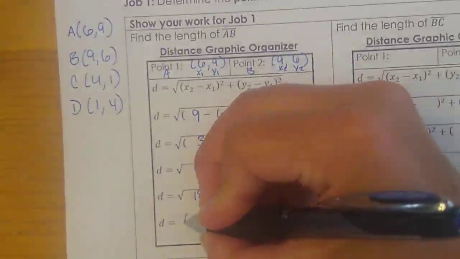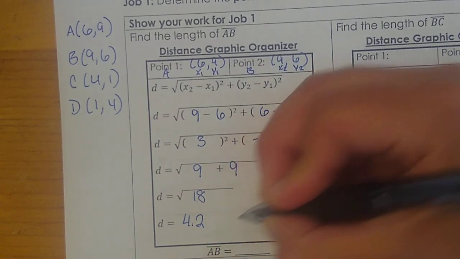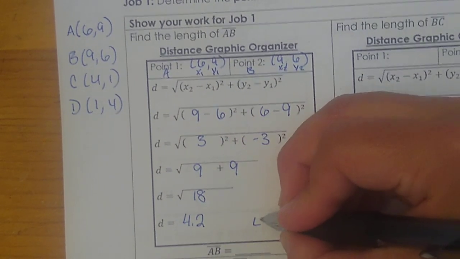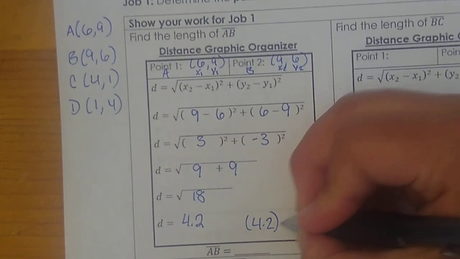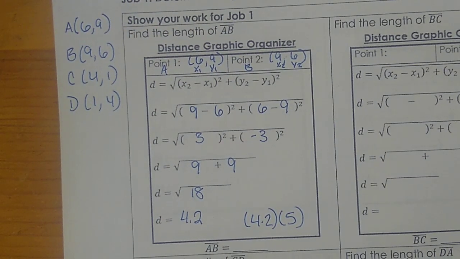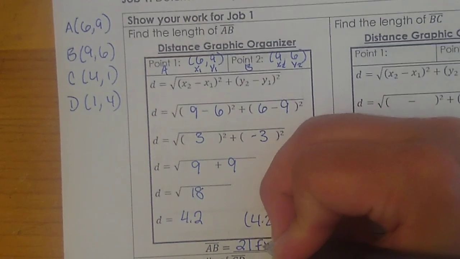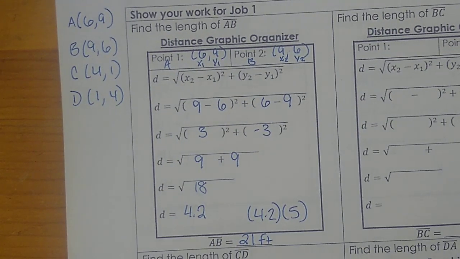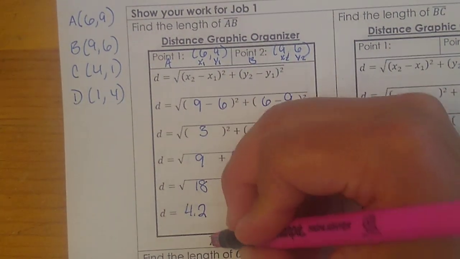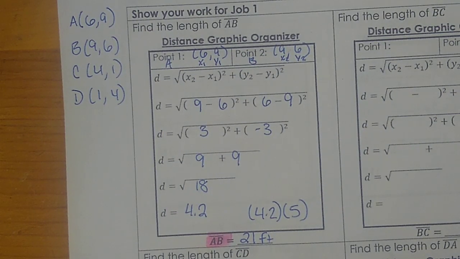So I write that down. Now I have to remember to multiply by 5, so I'm going to get that 4.2 times 5, and that's going to be my final length for AB. So 4.2 times 5 is 21 feet. So I know that AB is 21 feet long. So that's my first side length. Now I just have to keep doing this with the rest of my sides.